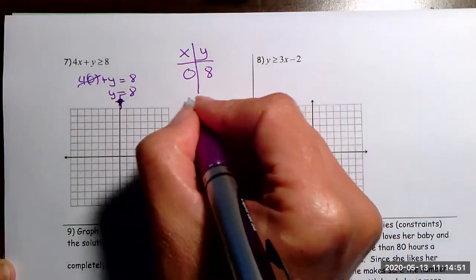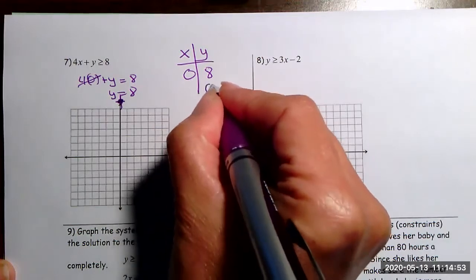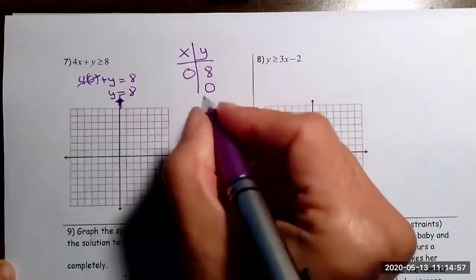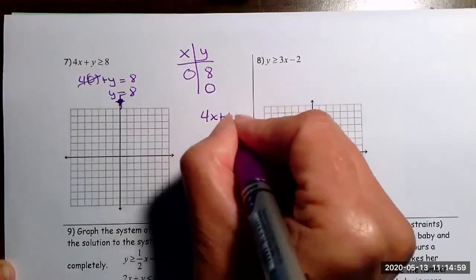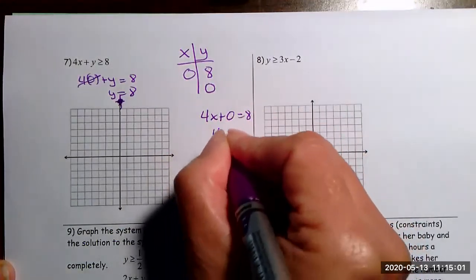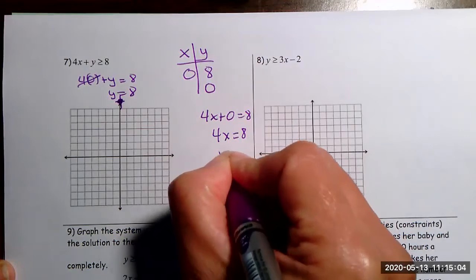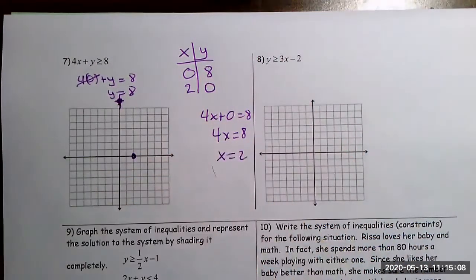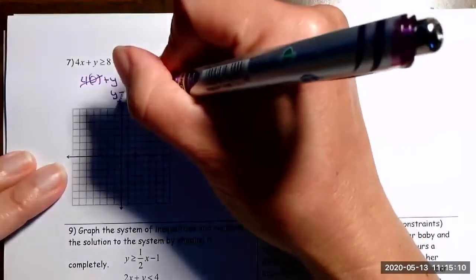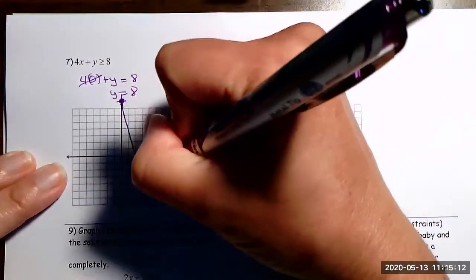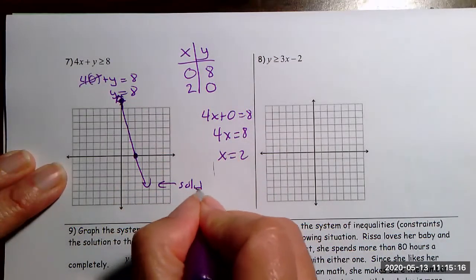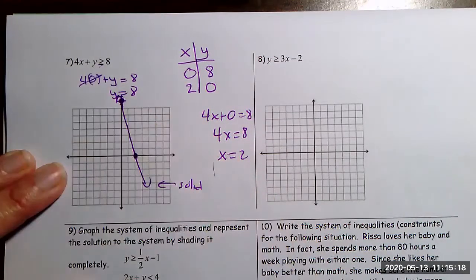Okay. And then I can choose another point. Again, I can choose whatever I want. I personally am going to choose when y equals 0. So I'm going to plug in 0 for y. 4x plus 0 equals 8. 4x equals 8, or x equals 2. So this is 2, 0. So this is going to get connected down. It's a solid line, right? Because it has this bar right there.